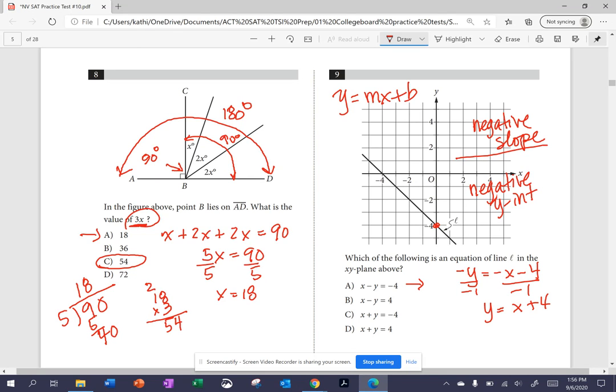So what I see is this is a positive slope. So I know my answers cannot be these two. So I know my answer has to be C or D. And if I see where I ended up here with this minus 4, it is plus 4. So I'm going to solve this one. So I get y equals negative x minus 4. There we go.